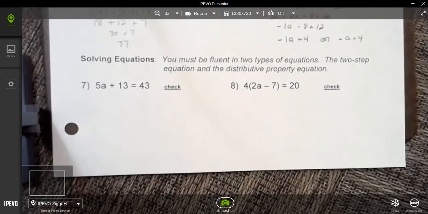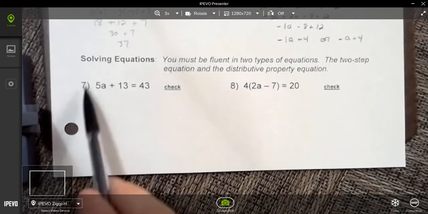Next, we're going to look at solving equations, and you must be fluent with two types of equations. There's the two-step equation, and then there's the distributive property equation. And we'll start with the two-step equation. We have 5a plus 13 equals 43, and our goal here is to isolate the variable.